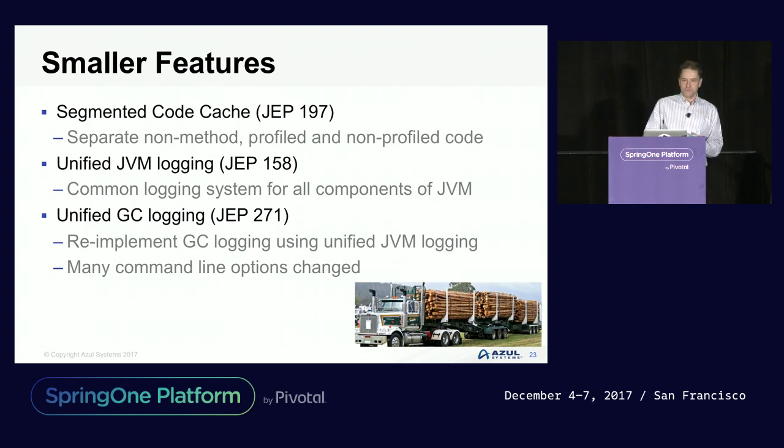A few smaller features. Segmented code cache. This is related to the JIT compiler. And what this is, is a basic set of groundwork that needs to be done to improve some of the way that JIT compilation and JIT performance works. So now there's three different areas that are used for JIT code: non-method, profiled, and non-profiled code. And what this is about is allowing the designers to work on things that they can do in the future to optimize code in different ways based on where the code is in the cache.